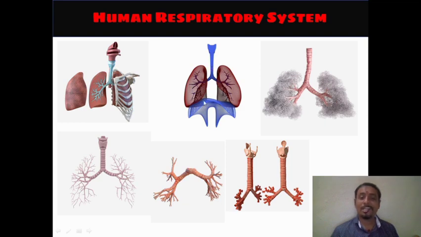Then here a 3D diagram is shown of how the lungs work, how the windpipe and the branching of the bronchi is actually there, how the diaphragm is present, and in which position it is present. Then when you exclude the lungs, what is the part of the respiratory system, what does it look like? So it looks like this.